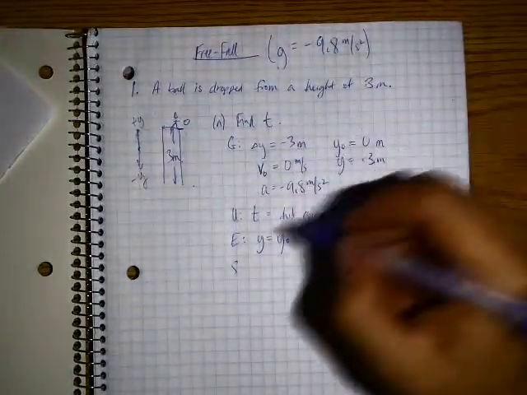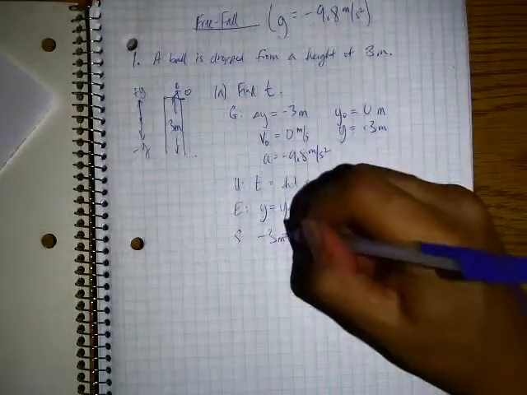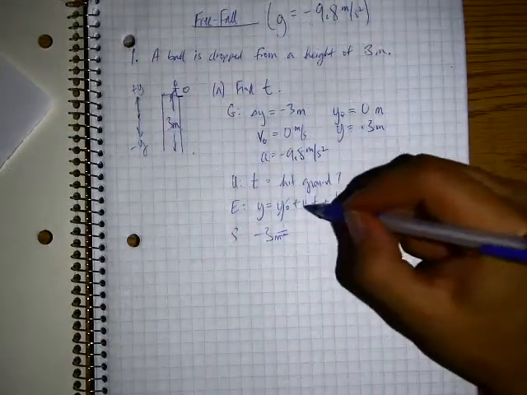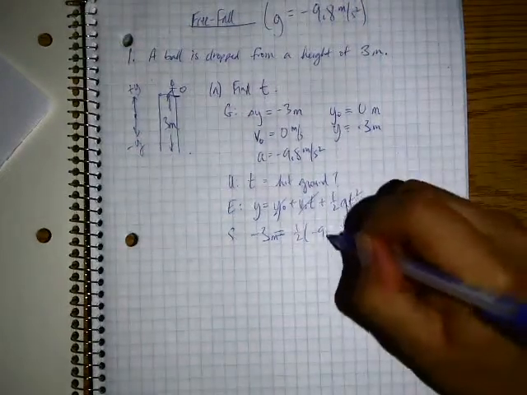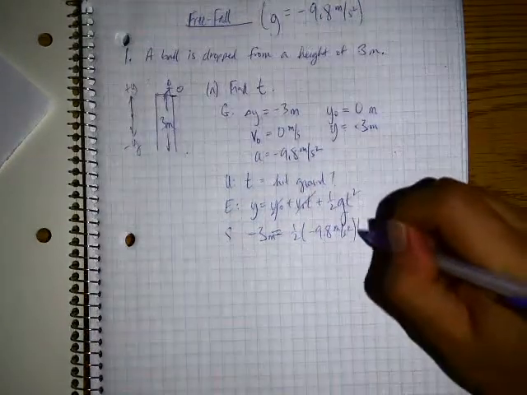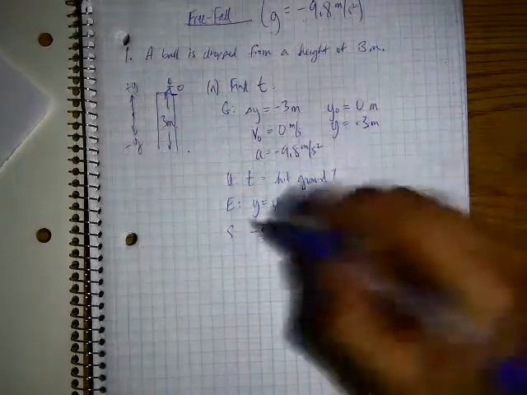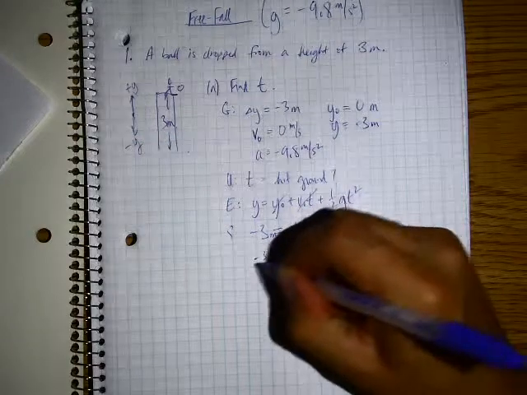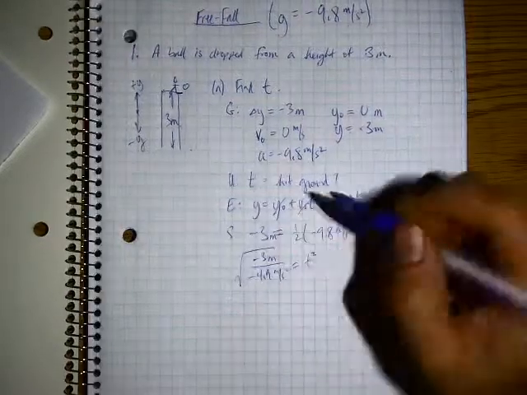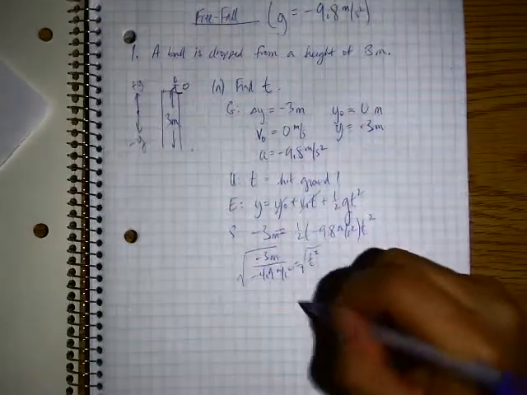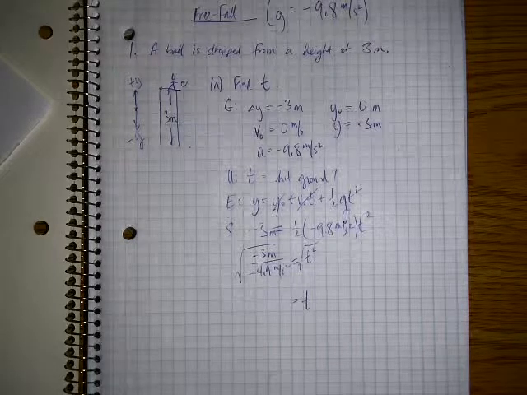I'll go ahead and substitute the actual values. So this would be -3 meters equals 0, plus the initial velocity is 0, so 1/2 g, -9.8 meters per second squared, times t squared. Half of that is 4.9. So we'll see that t squared is -3 meters divided by -4.9 meters per second squared. And so you can take the square root of that to find what t should be equal to. I don't have my calculator, sorry about that.